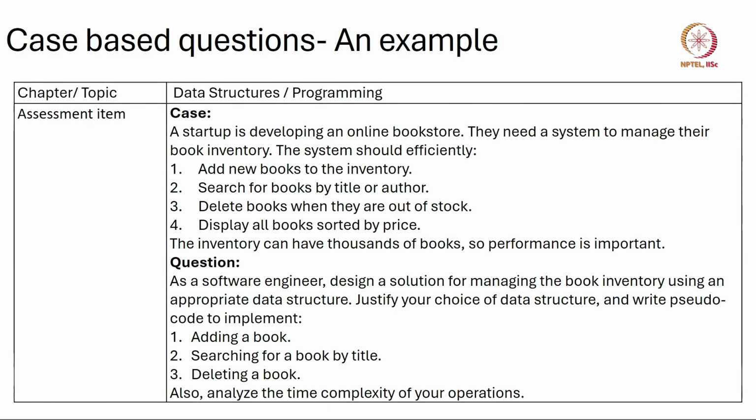Whatever criteria are required for the system is mentioned. The system should efficiently add new books, search for books, delete books, and display all the books, and the inventory can have thousands of books, so performance is important. As a software engineer, you need to design a solution for managing the book inventory using an appropriate data structure. Justify your choice. The justification of the choice is very important.